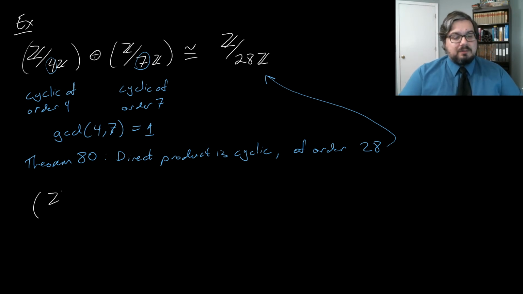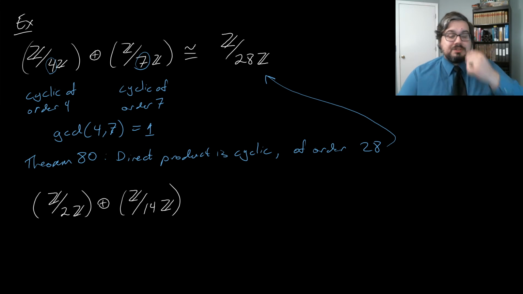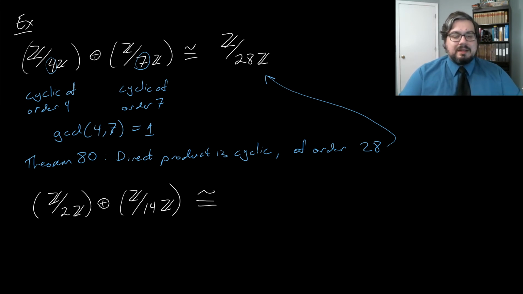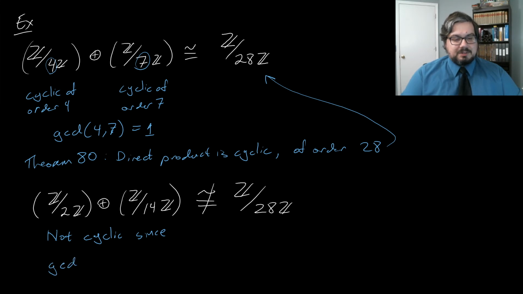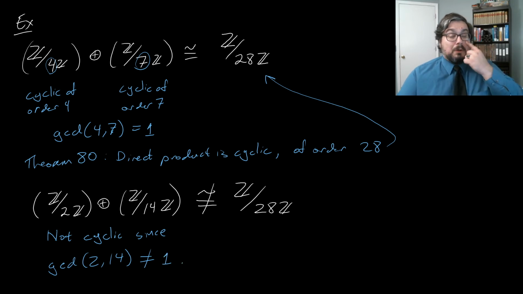On the other hand, if we took Z mod 2Z and took the direct product with Z mod 14Z, this group also has 28 elements. However, it is not isomorphic to Z mod 28Z. This is not even cyclic. This is not cyclic since the greatest common divisor of 2 and 14 is not equal to 1. 2 and 14 are not relatively prime, and therefore the direct product of Z mod 2Z and Z mod 14Z is not a cyclic group. And in particular, it's not isomorphic to Z mod 28Z.